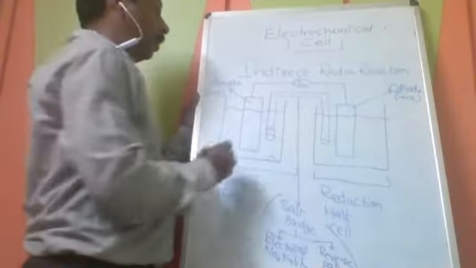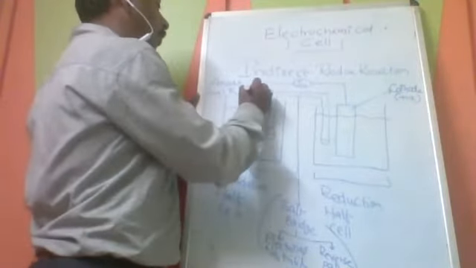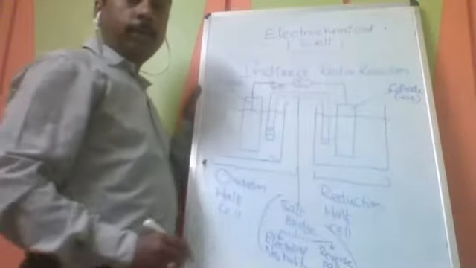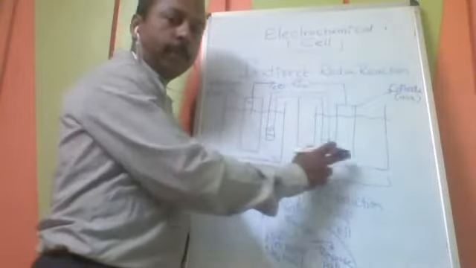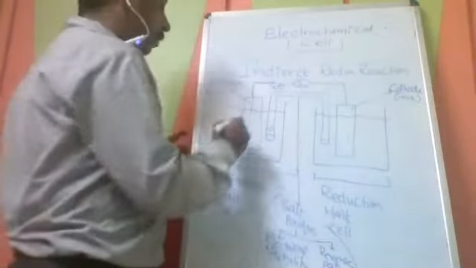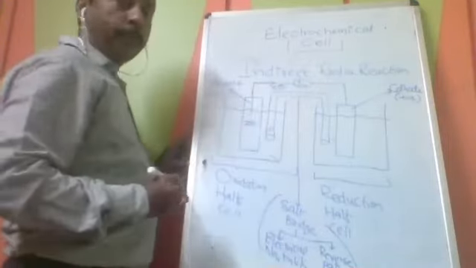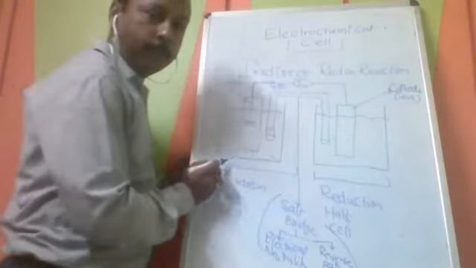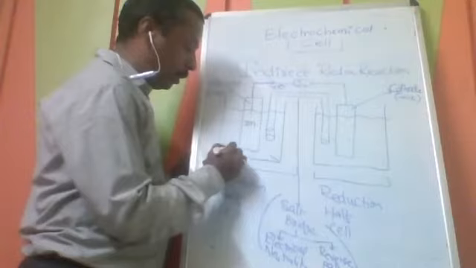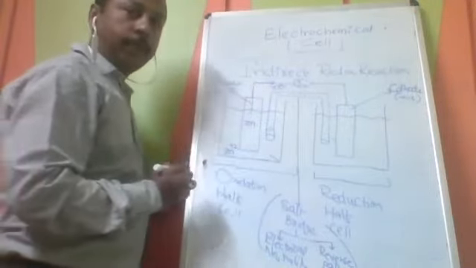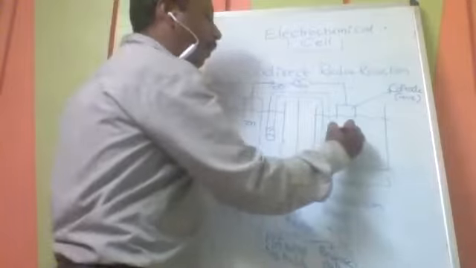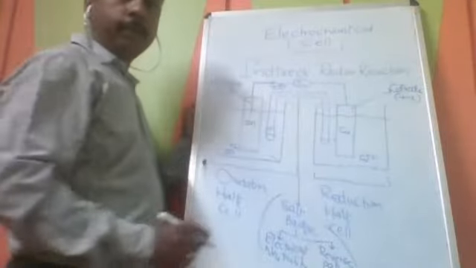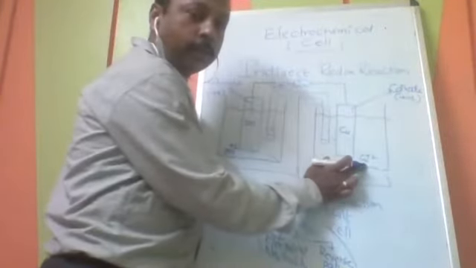Now electron flow outside the electrochemical cell will be from anode towards the cathode. As an example, I am taking zinc here, and here a zinc salt which contains Zn2+. And the same way here copper and an electrolyte containing copper ions. So this is copper and this is copper ions.